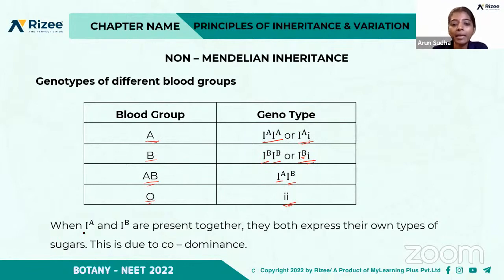When IA and IB are present together, they both express their own type of sugar, that is antigen A and antigen B, and this is due to codominance. Here both are equally dominant. It is not that A is present so the blood group is A, or B is dominant so the blood group is B. Here both are equally dominant. So that is called codominance in the case of IA IB.